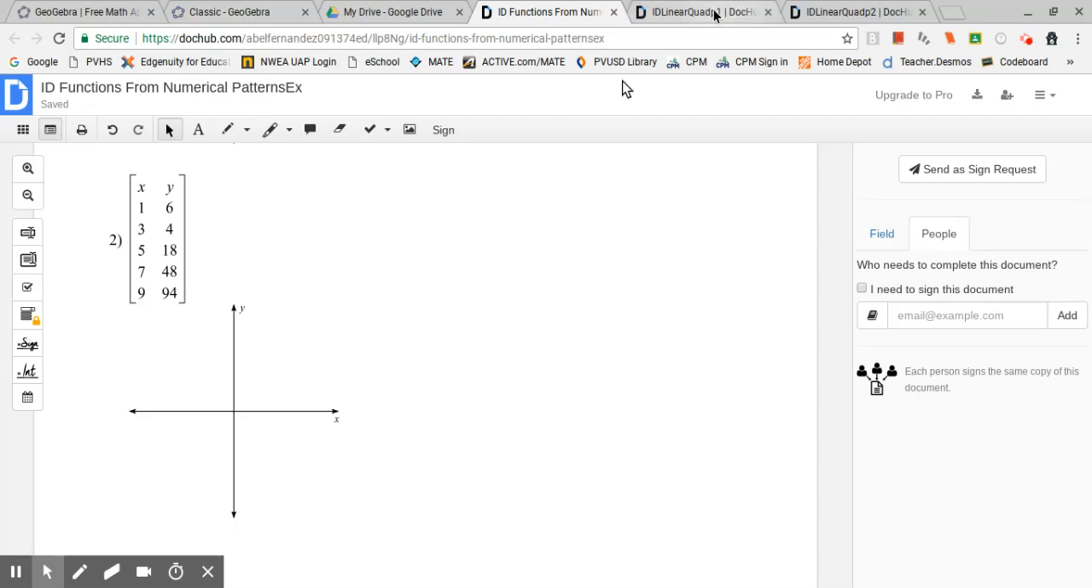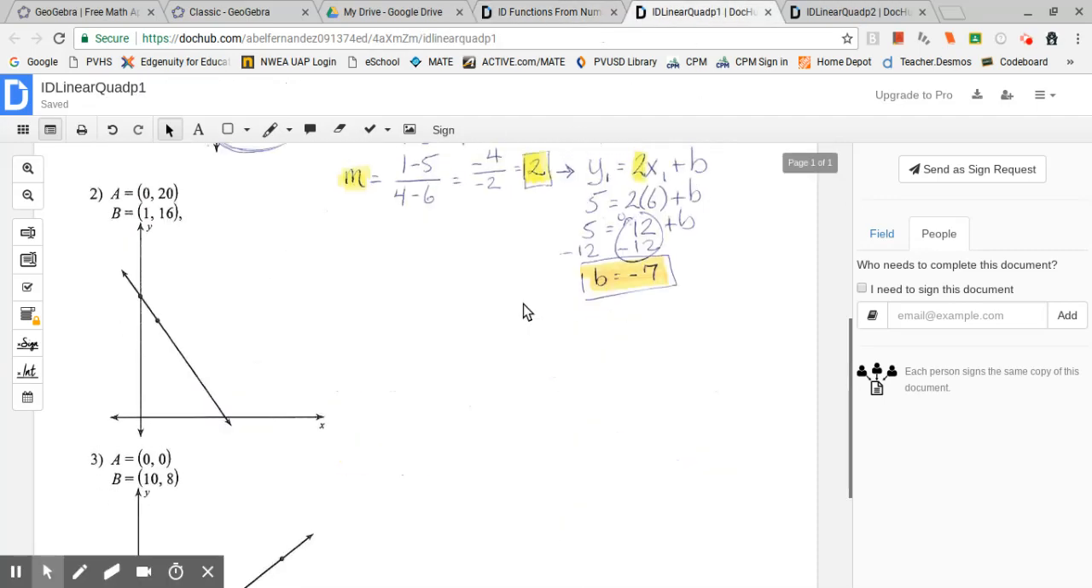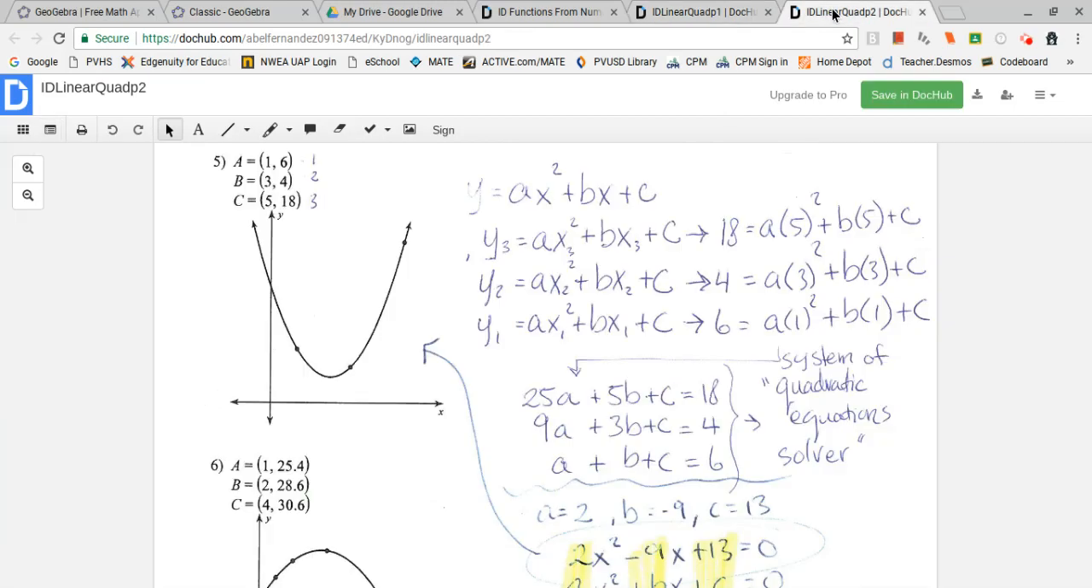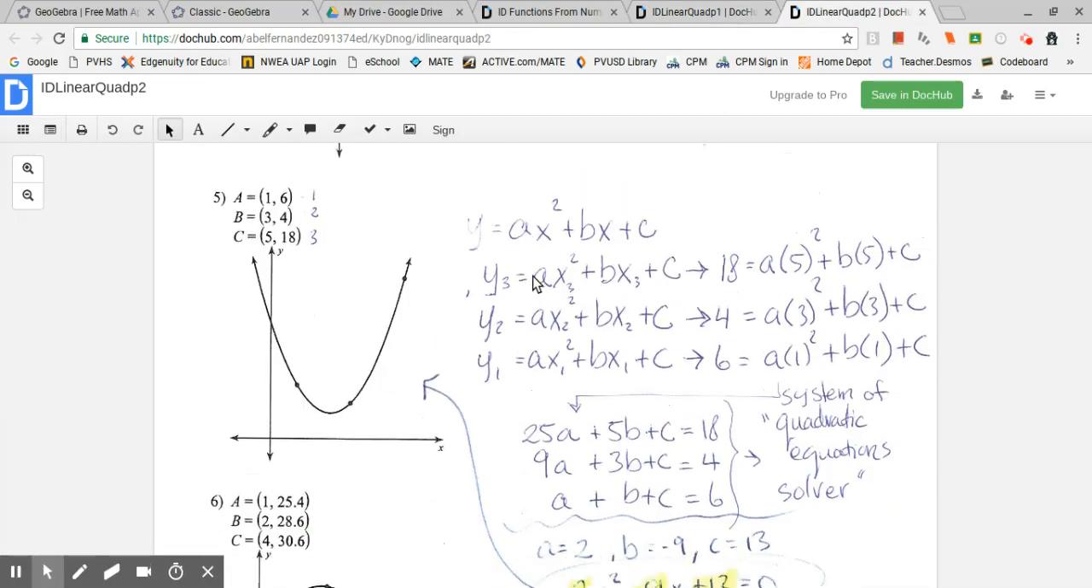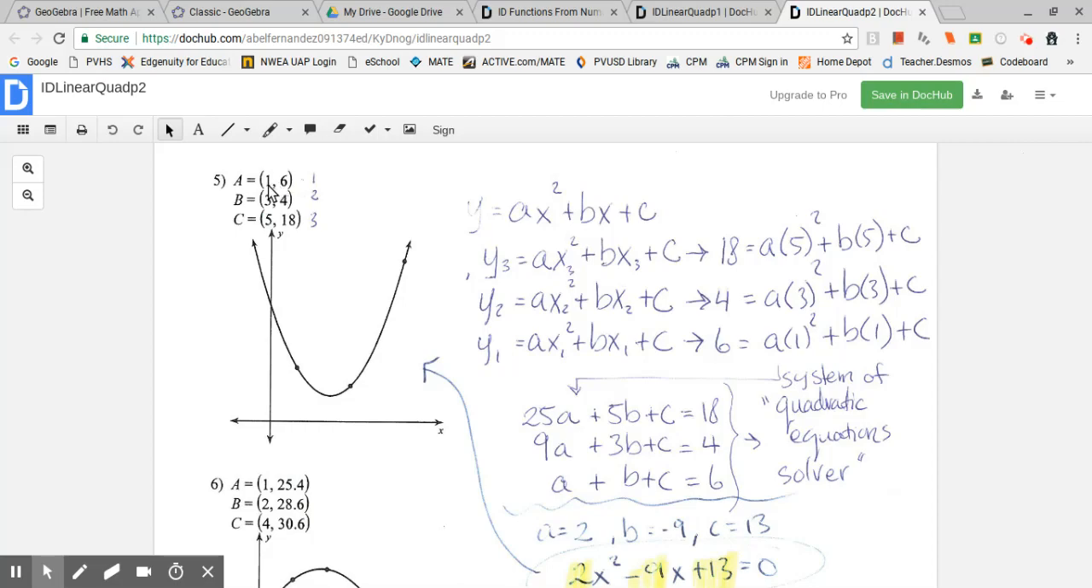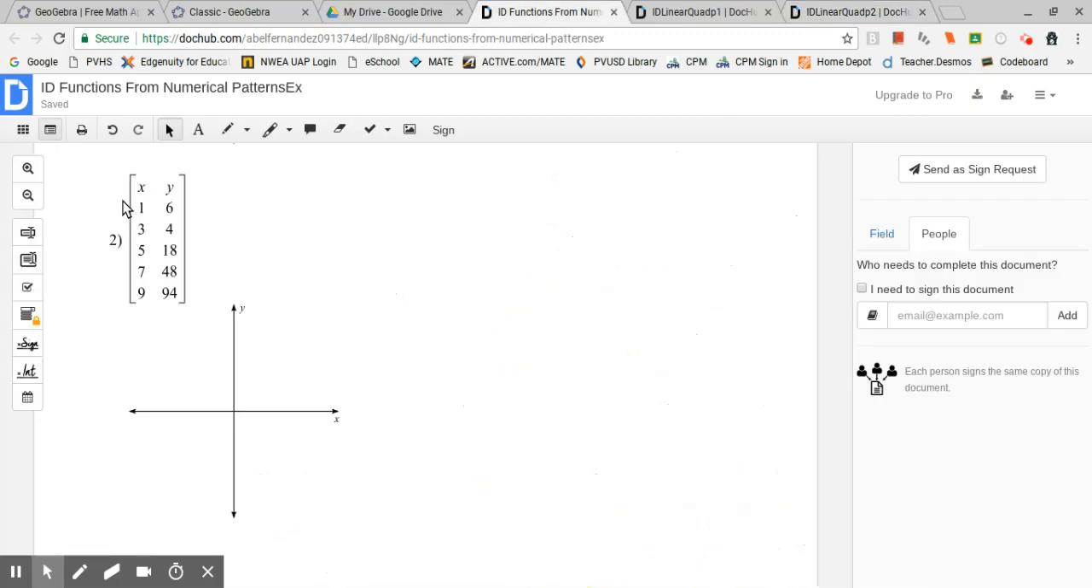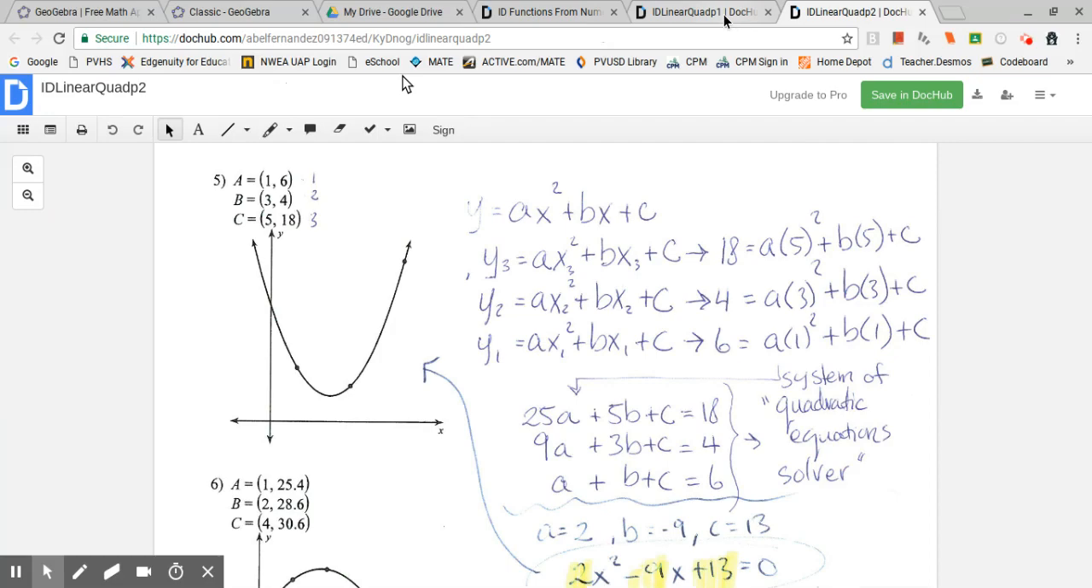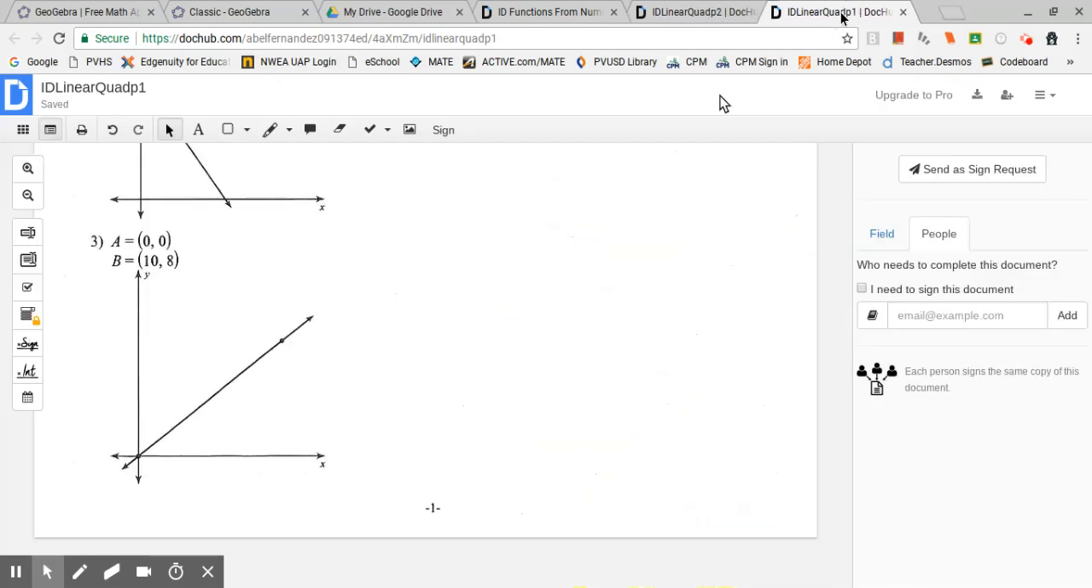Okay, so once again, this is the same example that we had, page 2. This is the same example we went through in class. Notice the data set: 1, 3, 5, 6, 4, 18. Let me just move this over.